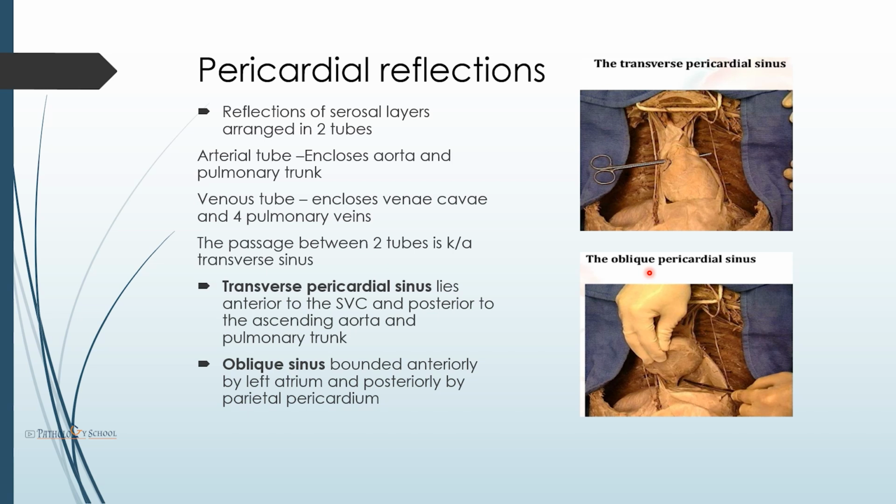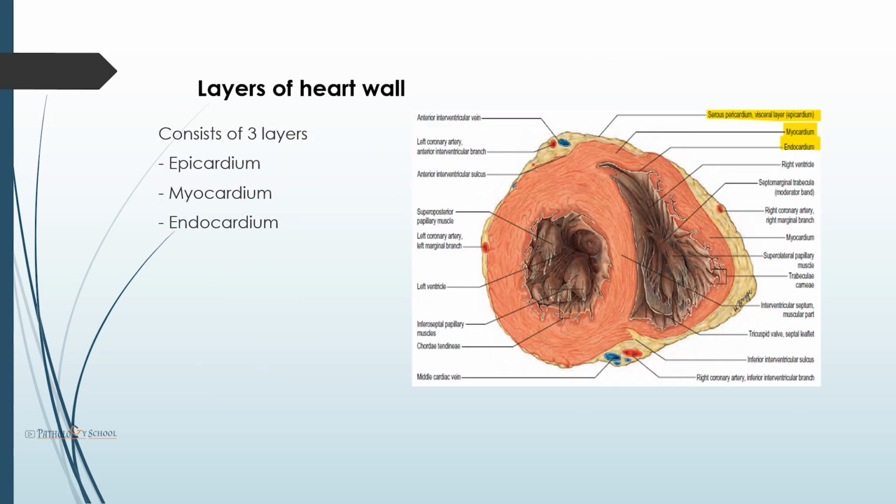The passage between the arterial tube and venous tube is known as the transverse sinus. The transverse pericardial sinus lies anterior to the superior vena cava and posterior to the ascending aorta and pulmonary trunk, while the oblique sinus is bounded anteriorly by the left atrium and posteriorly by the parietal pericardium.